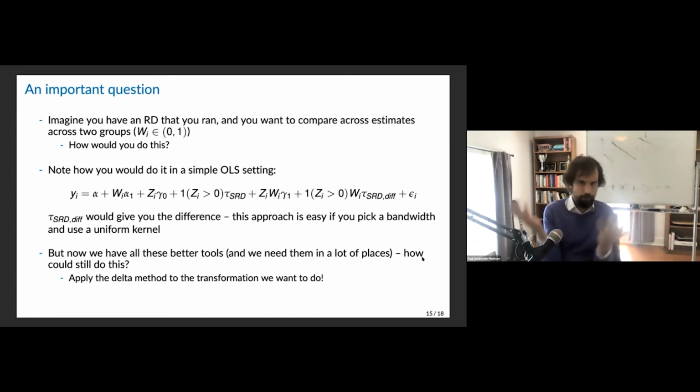So I'm not going to put anyone on the spot, but it's worth just thinking about it for a second. What would you do? Say you literally had done an RD and you reported it for men and for women. And then a referee is like, well, I want to know if those are statistically different from one another. What would you do?